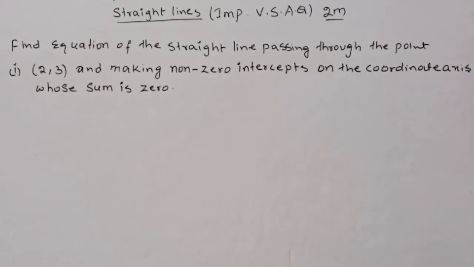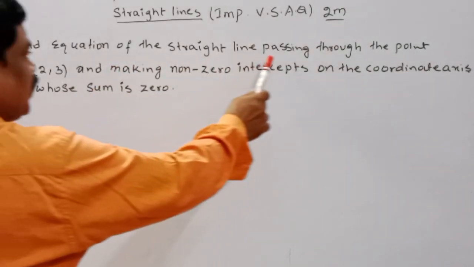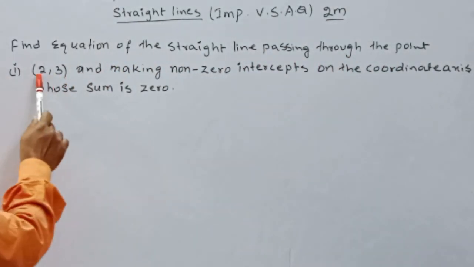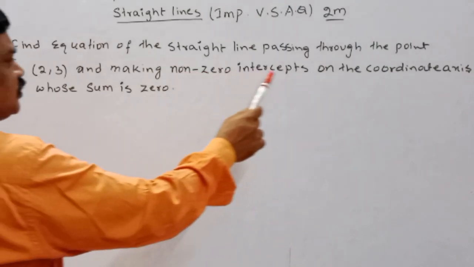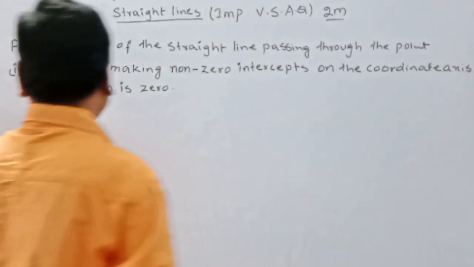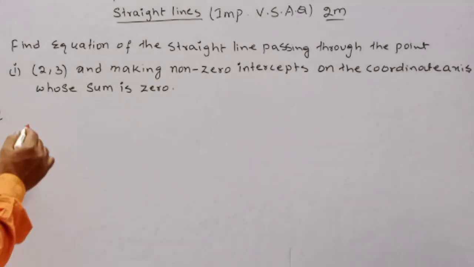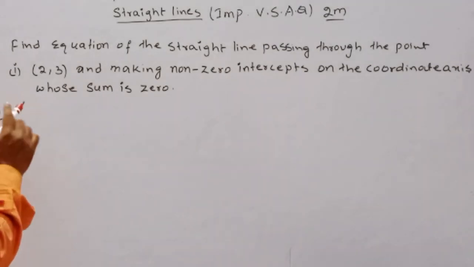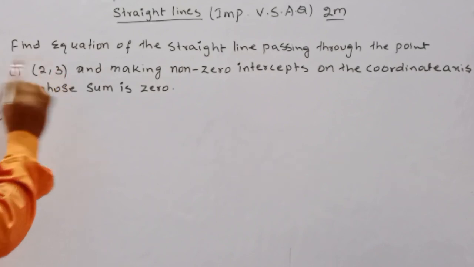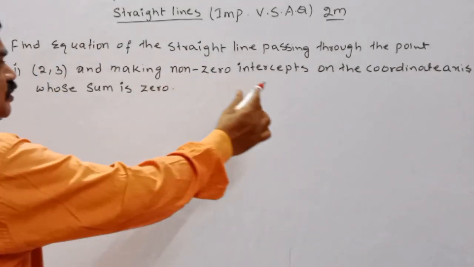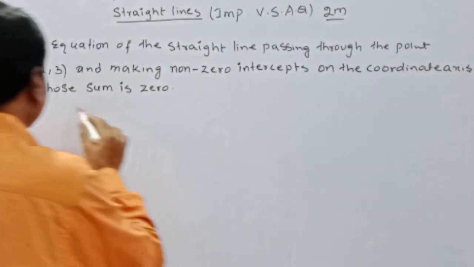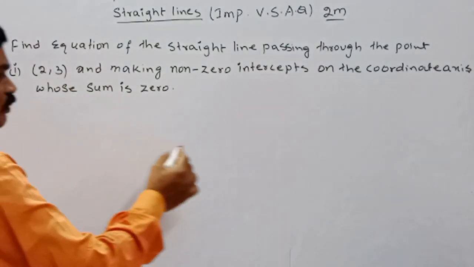Here we have one more problem from straight lines. Find the equation of the straight line passing through the point 2, 3 and making non-zero intercepts on the coordinate axis whose sum is 0. So, you see all of you, this is the 13th problem, first one. Here, line equation passing through 2, 3 and making non-zero intercepts on the coordinate axis whose sum is 0.